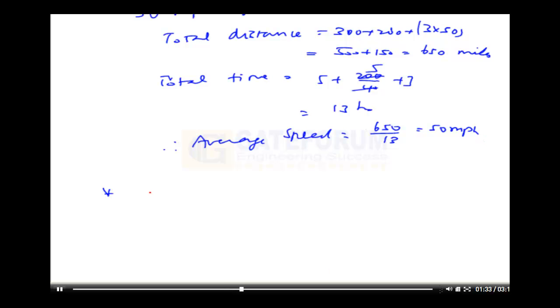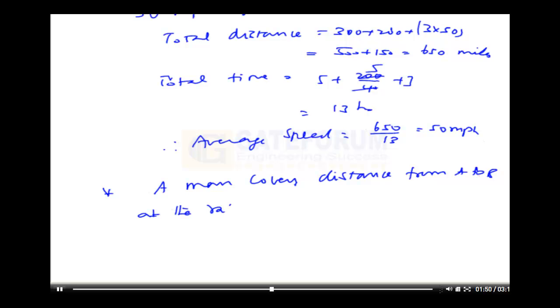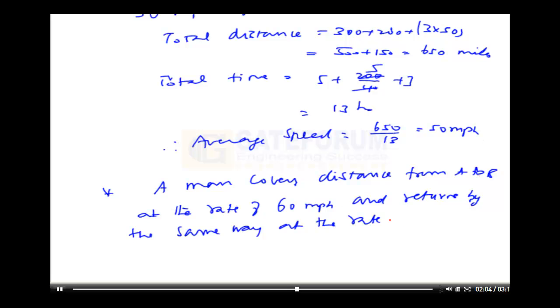One familiar example we can see. A man covers a distance from A to B at the rate of 60 miles per hour and returns by the same way at the rate of 40 miles per hour. So find his average speed.